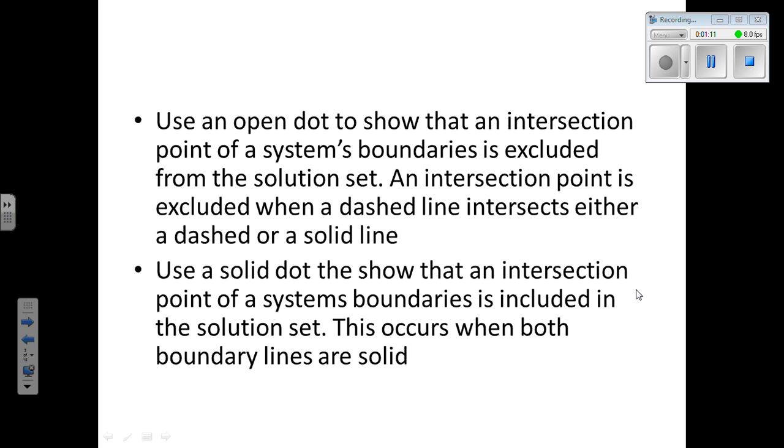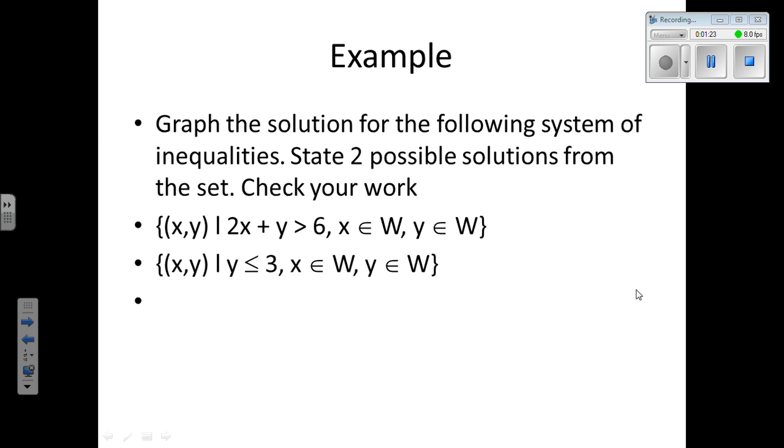If you have a dashed line, use an open dot, and if you have a solid and dashed line, use an open dot. So we're going to graph the solution for the following system of inequalities, and we're going to state two possible solutions. So we're going to validate our set, in other words.